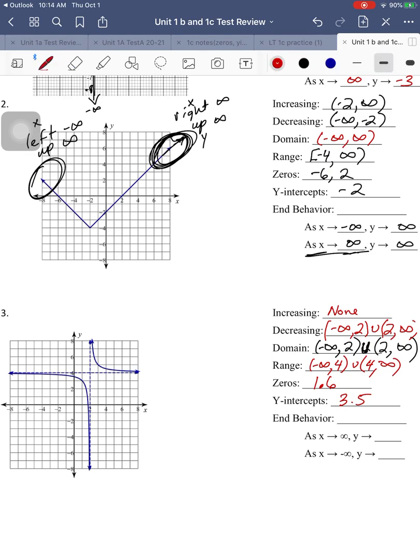End behavior. When it comes to rationals, we're only going to talk about the farthest left and the farthest right. There's other ends to the graph, these other ends in the middle. There's end behavior with those, but we're going to talk about the farthest left and the farthest right.